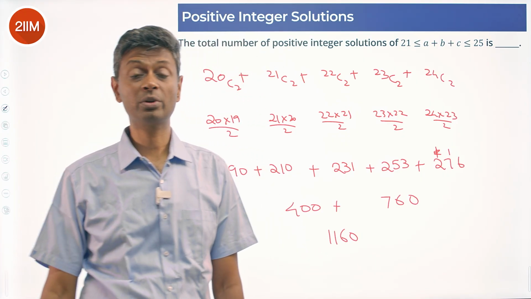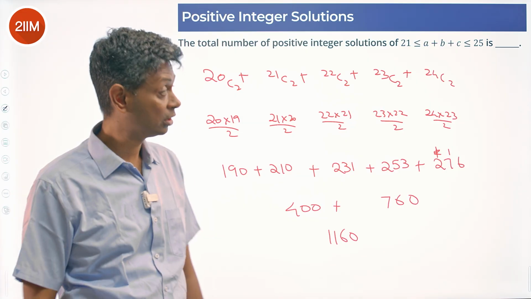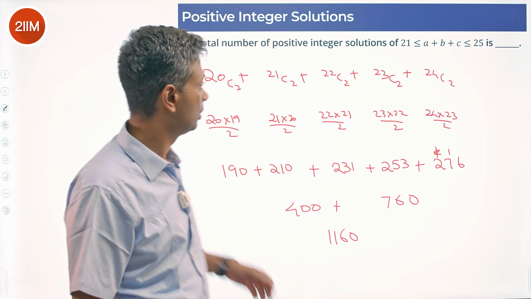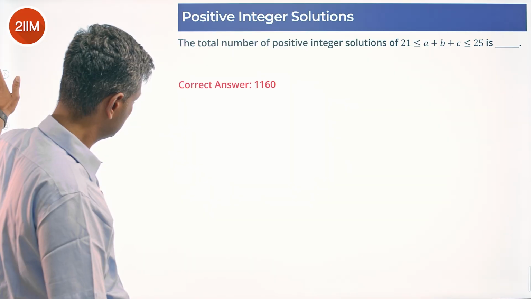Very nice, very simple question. Once you know the framework n minus 1 C r minus 1, this becomes super cool, super straightforward.